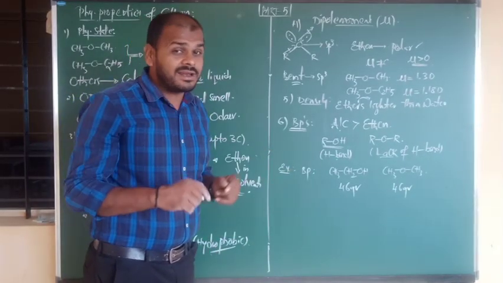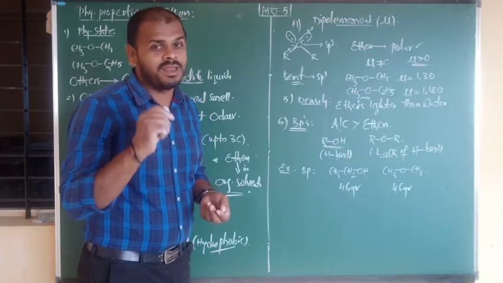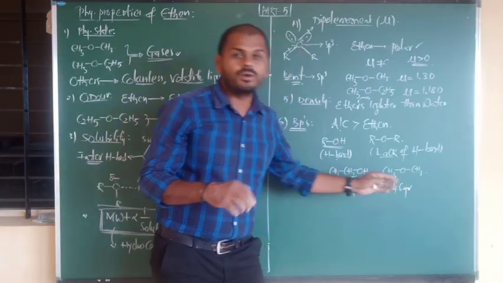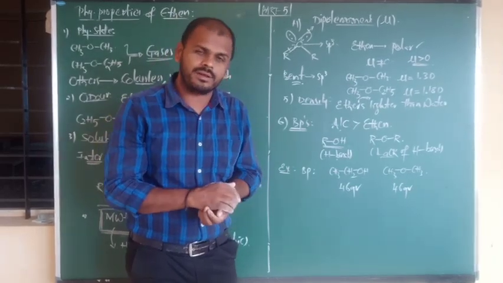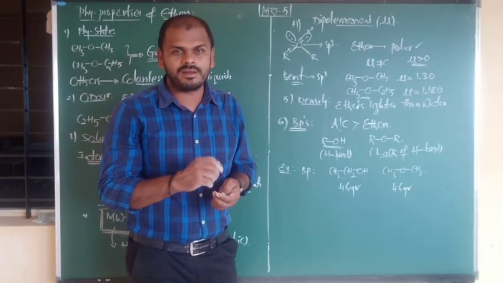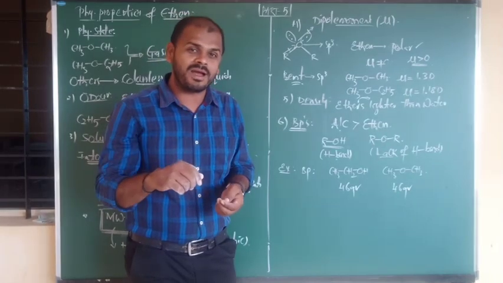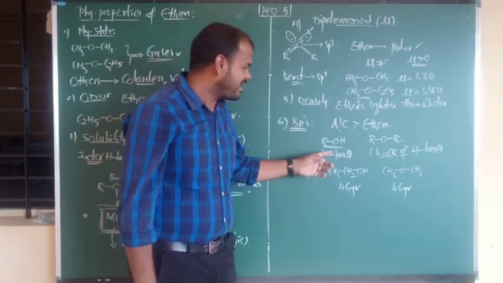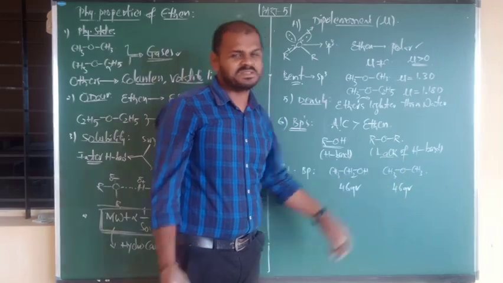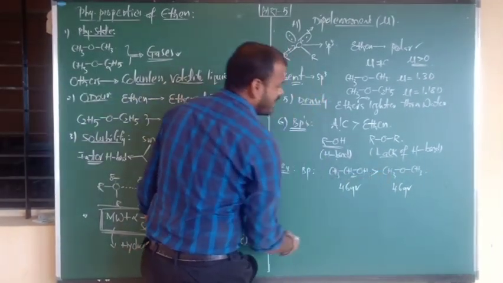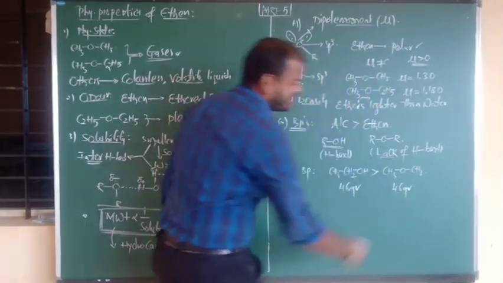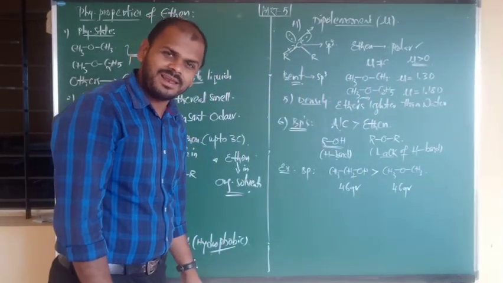Molecular weight is generally directly proportional to boiling point. But here, even though their molecular masses are the same, their boiling points are different. So why do they have different boiling points? The reason is nothing but the presence of hydrogen bond and absence of hydrogen bond. So ethyl alcohol has a higher boiling point as compared to dimethyl ether.